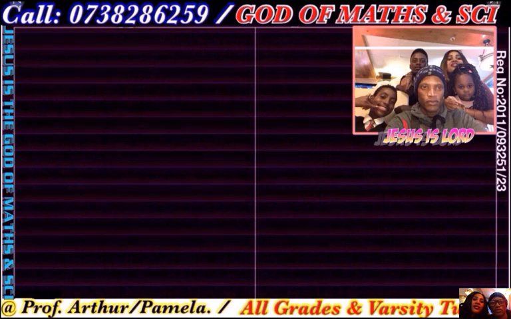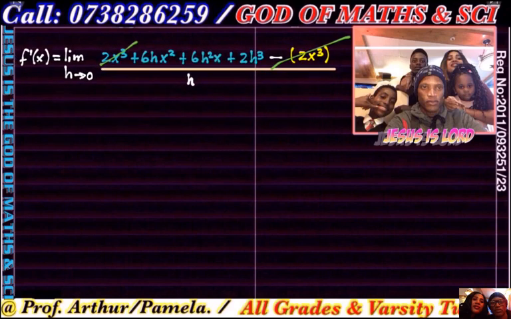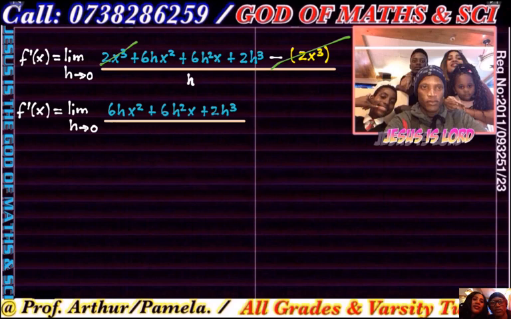All right, so now we come to this side. Now you see I showed you a way of doing the cube. Now you no longer have a problem with that. Now what's left? We're having f prime x equals limit, and then h approaches 0, and then I'm left with 6x squared plus 6h squared x plus 2h to the 3. And we know what must happen now. I should be able to take out a common factor.